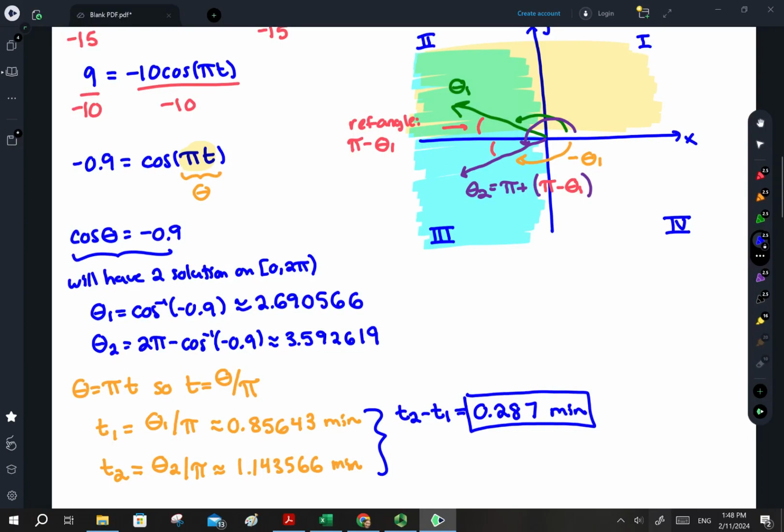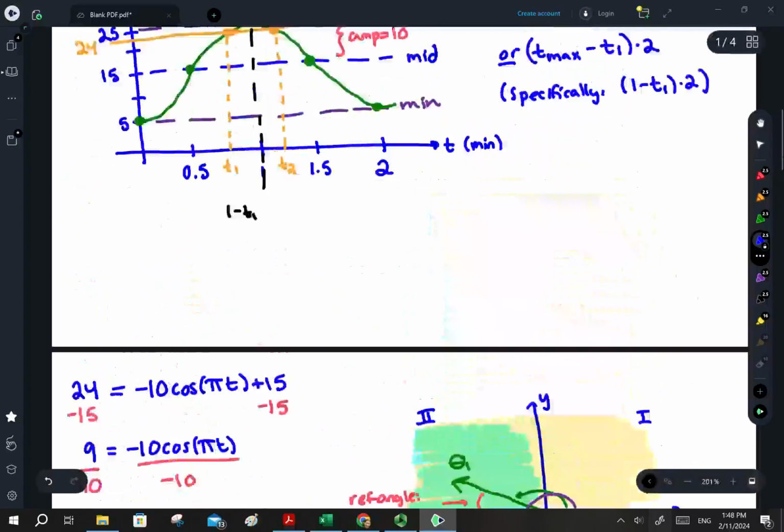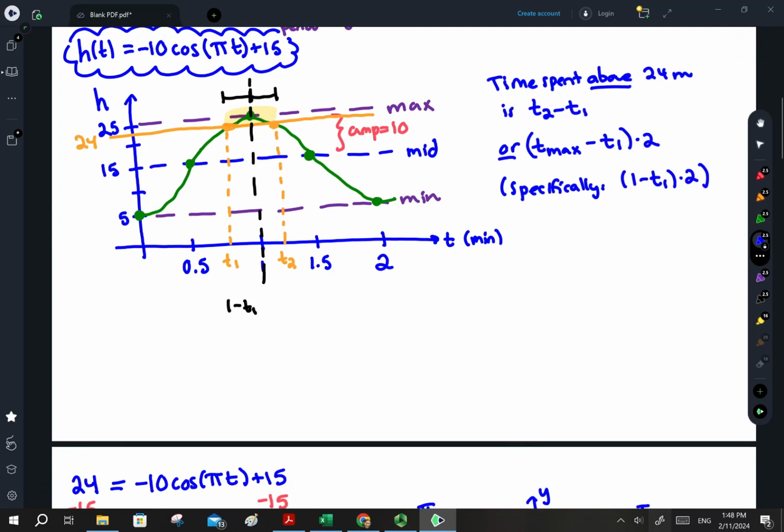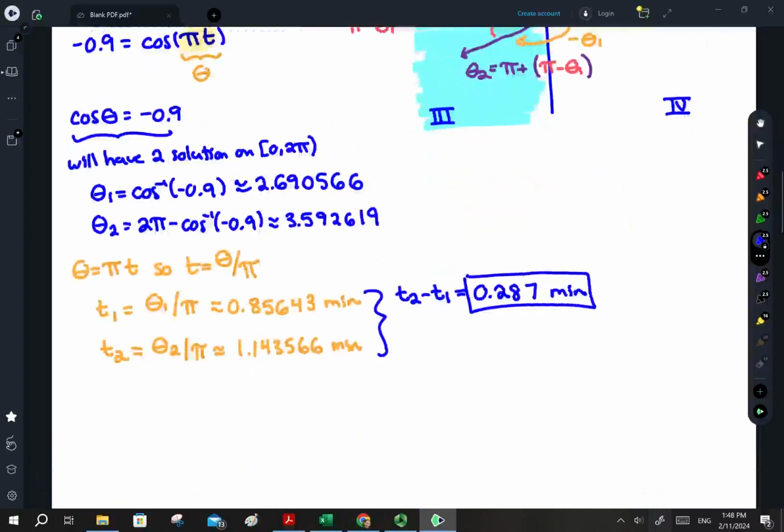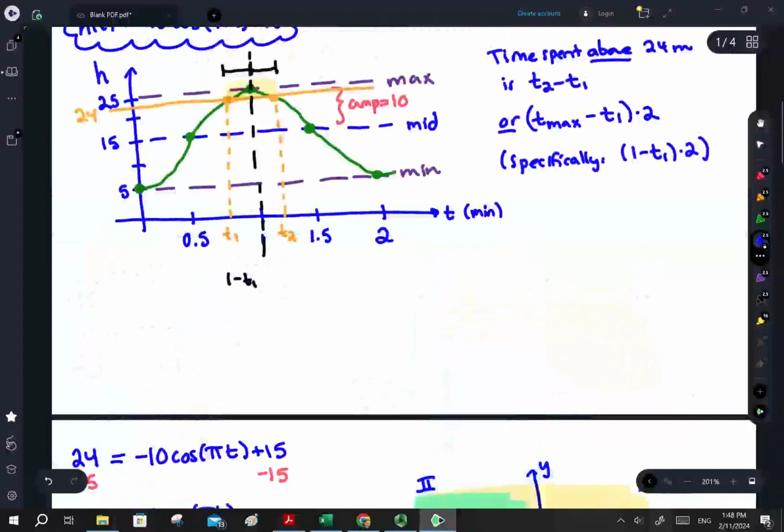Before I end the video, a few things to look at. First, does this answer even make sense? Do the times I found make sense? Well, because I have the graph, I can see that my first time was supposed to be between 0.5 minutes and 1 minute, and I got 0.8 minutes and change, so that makes sense. And my second time was supposed to be between 1 minute and 1.5 minutes, and I got 1.14-ish minutes, so that also makes sense. So at least the times I found were reasonable.